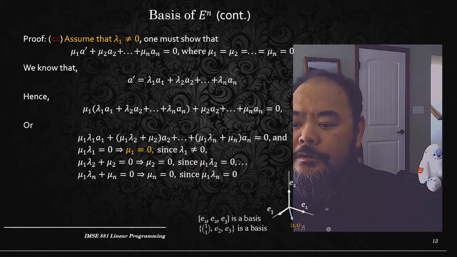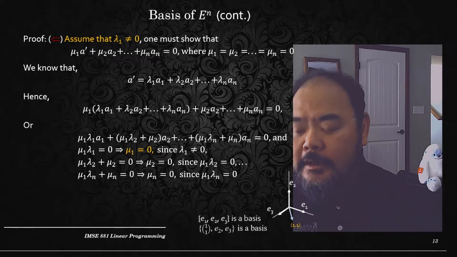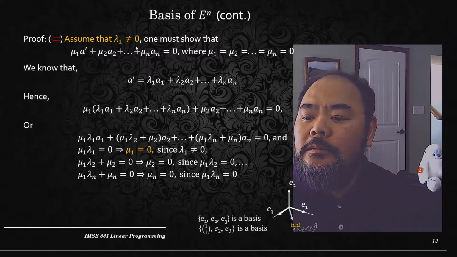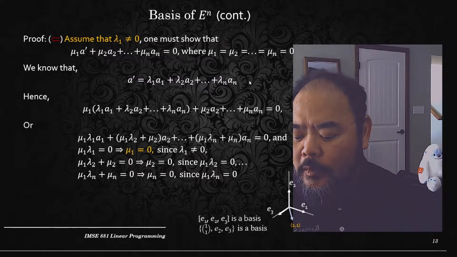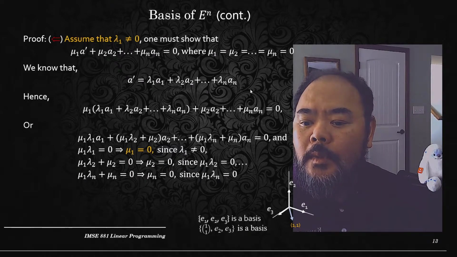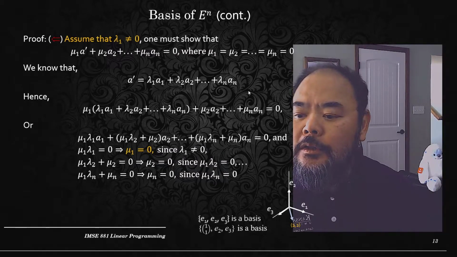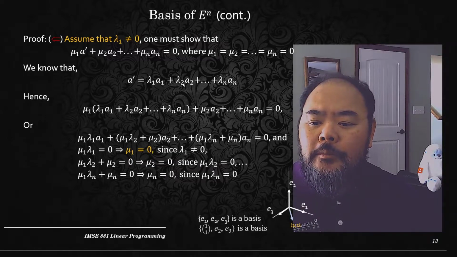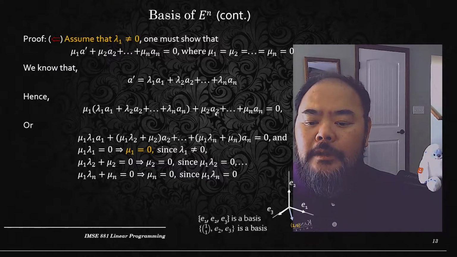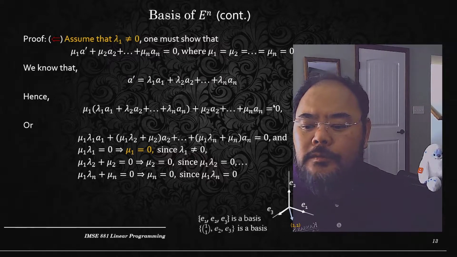So we're using this situation to prove it, and then we replace the A prime in this equation using the linear combination of A1 through AN. All right, so this is one of the tricks we use. So here we have mu1 times A prime, and we replace A prime by this. Okay, and the rest of it is the same: mu2 times A2 all the way to mu n times AN equals 0, assuming that.